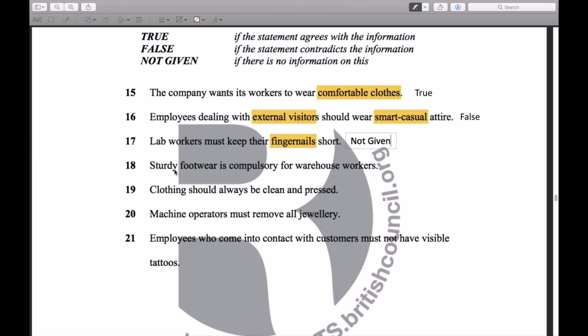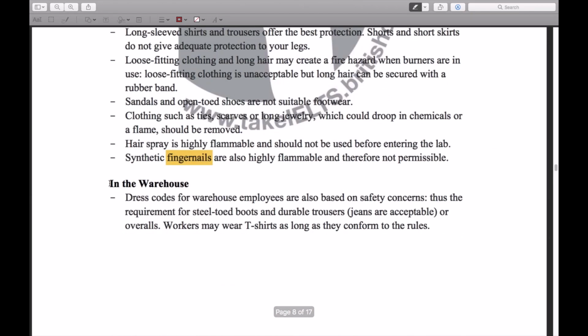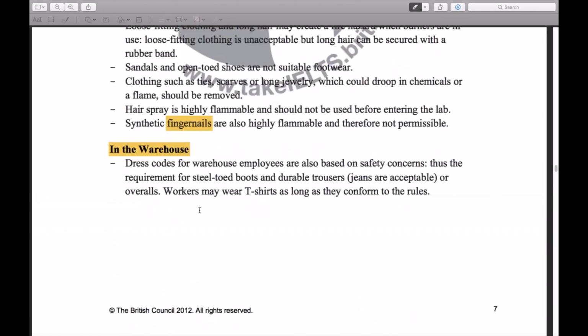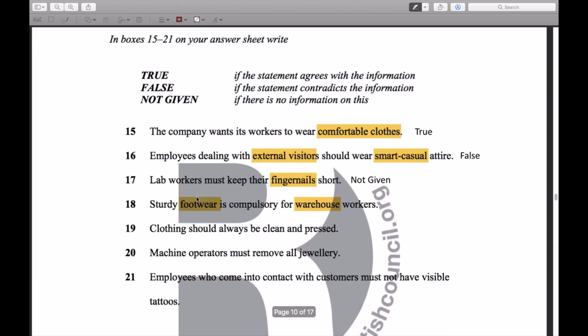Sturdy footwear is compulsory for warehouse workers. So now we have to look for warehouse and footwear. Warehouse, I remember that I read a passage about this. Okay, there's only one thing here. So it's pretty much obvious that we'll be talking about this passage. So what's the question? Sturdy footwear is compulsory.